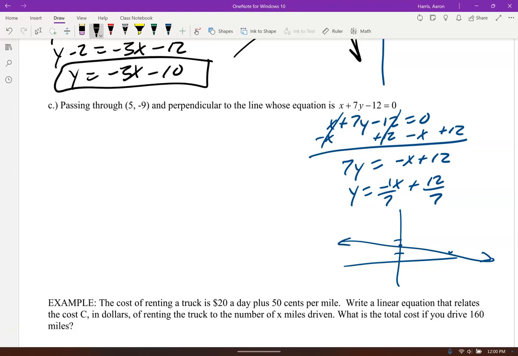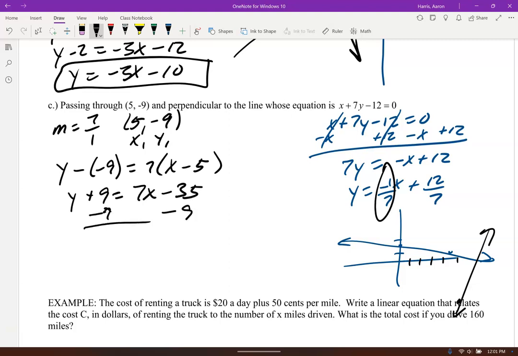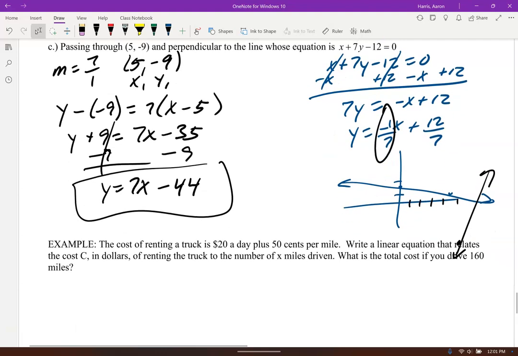And we're trying to draw the equation of the line that goes through 5, negative 9, but it's perpendicular. But again, this is kind of a mess because I've got fractions. Well, it's perpendicular, so I take the original slope, negative 1/7, and I flip it over and make it positive. And I go through 5, negative 9. So here's my x1, y1. And I can write the equation. y minus y1 equals m, x minus x1. So we get y equals 7x minus 44 is that perpendicular line.